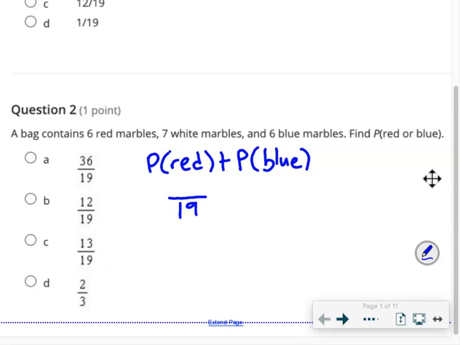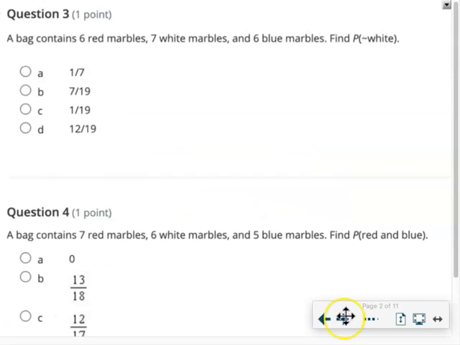So we have the amount of red, which is 6 over 19, plus the amount of blue, which is also 6 over 19, for a total of 12 over 19. That doesn't simplify either, so for the answers on my screen, it would be option B. If you look at option A, that one's impossible because it's more than 100%. And letter D isn't going to really be possible either, since 19 is prime. We're not going to be able to get to 2/3. So sometimes with multiple choice, you can eliminate some options.